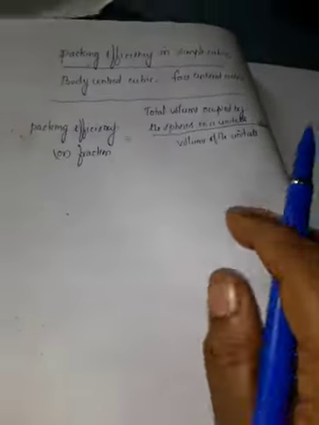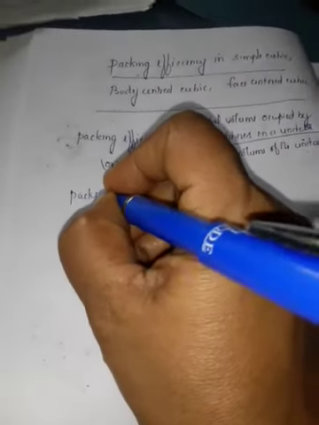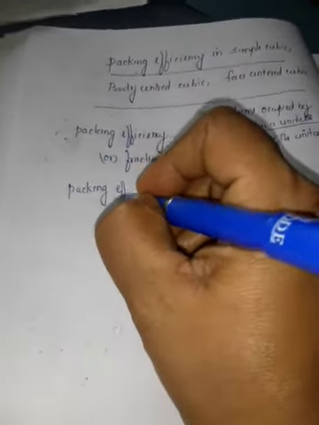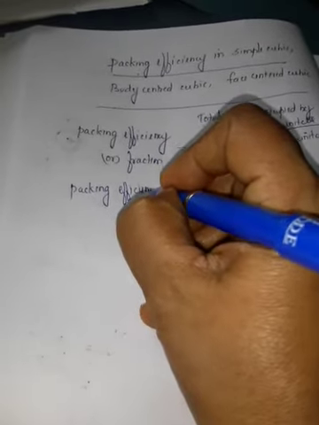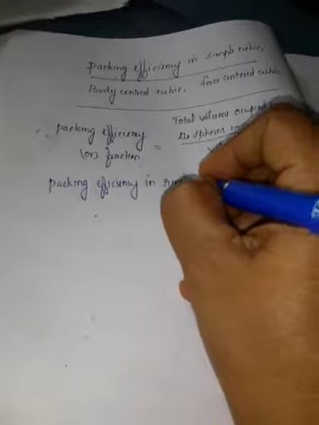This is the volume of the spheres. This is the volume of the total unit cell into 100. This formula I have to learn. So after learning, now we are going to learn about packing efficiency in simple cubic.